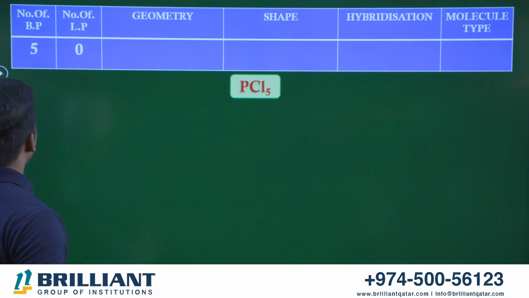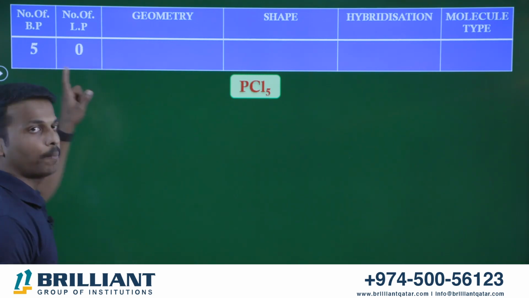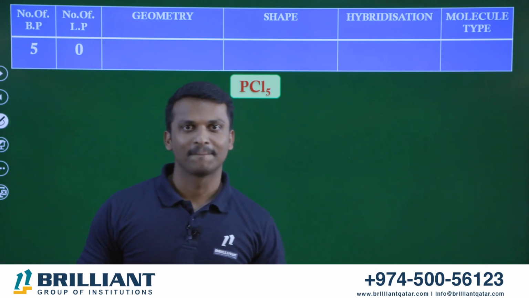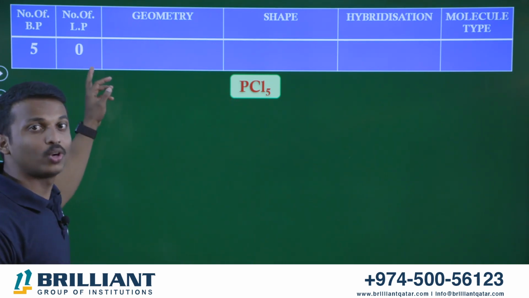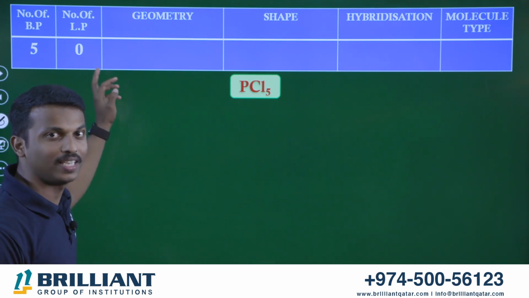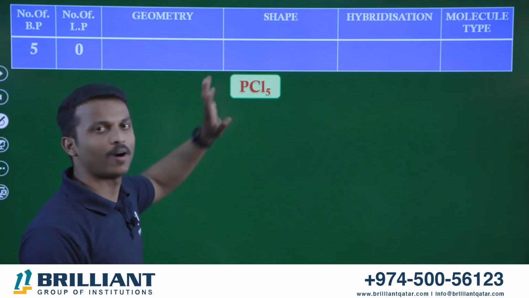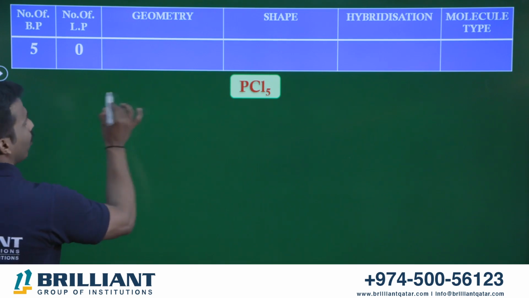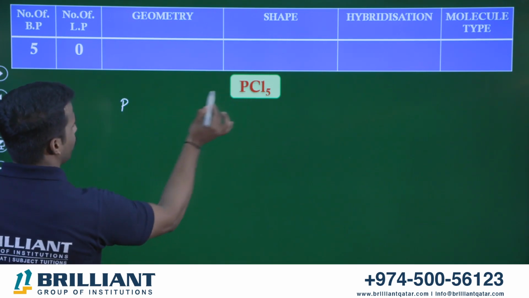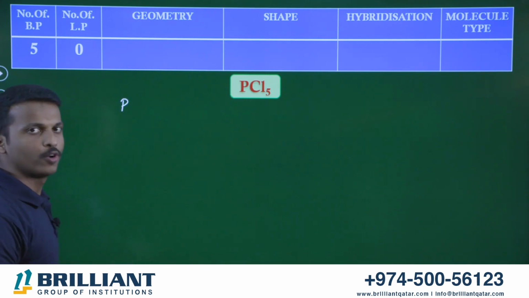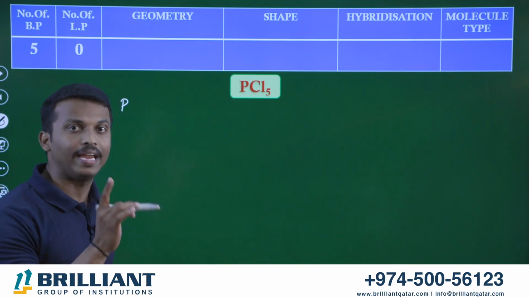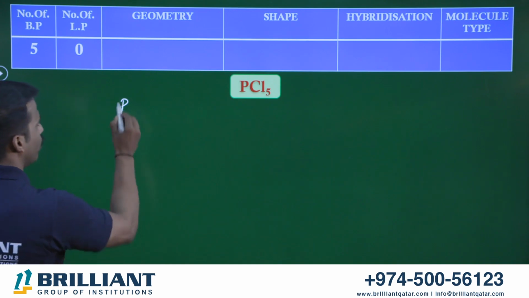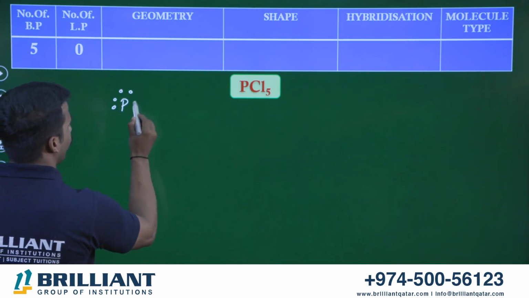Next question. If the system contains 5 bond pair, 0 lone pair. Again here one more data. Here lone pair equal to 0. Lone pair 0 means geometry and shape are equal. Let's see one of the examples, PCl5. The most important example, phosphorus. Phosphorus atomic number 15, so electronic configuration 2, 8, 5. 5 valence electron.